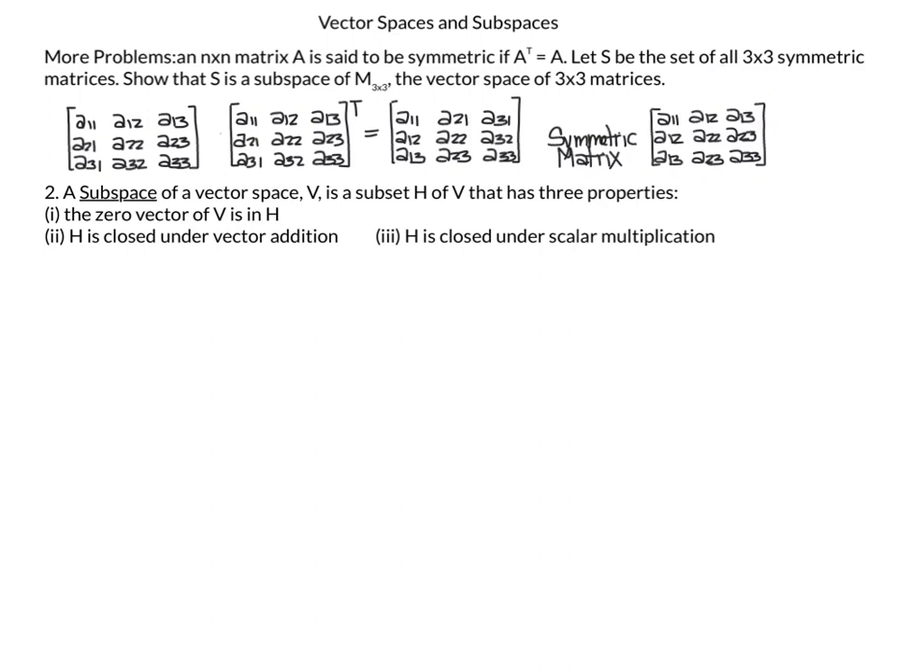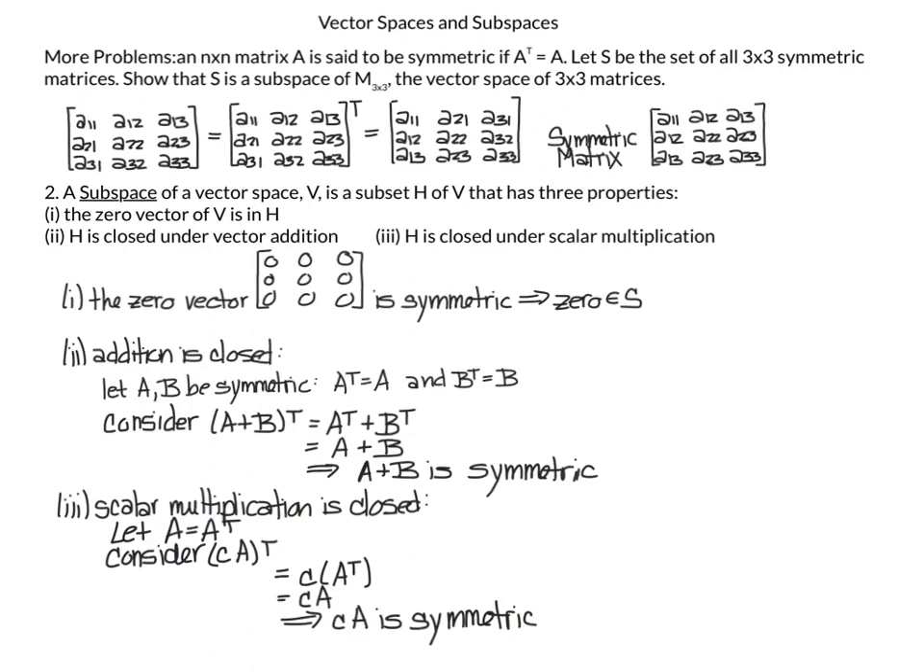The second thing I'm going to say, and this is what will really start the problem, is since we already know that the set of 3 by 3 matrices is a vector space, the set of symmetric 3 by 3 matrices is a subset of all the 3 by 3 matrices. So now we can use the fact that to be a subspace, we only need to verify these 3 conditions. One, that the 0 vector is in H, that H is closed under vector addition, and H is closed under scalar multiplication.